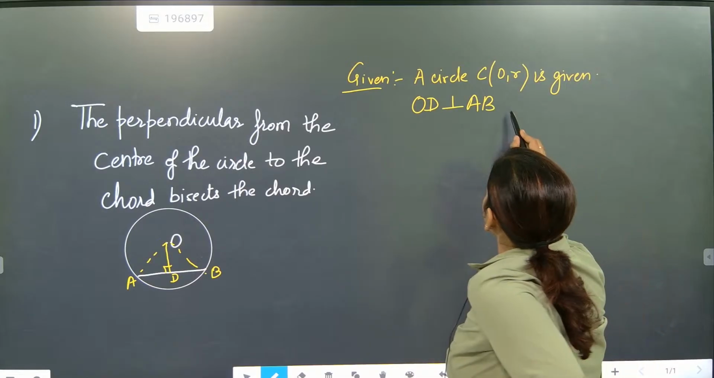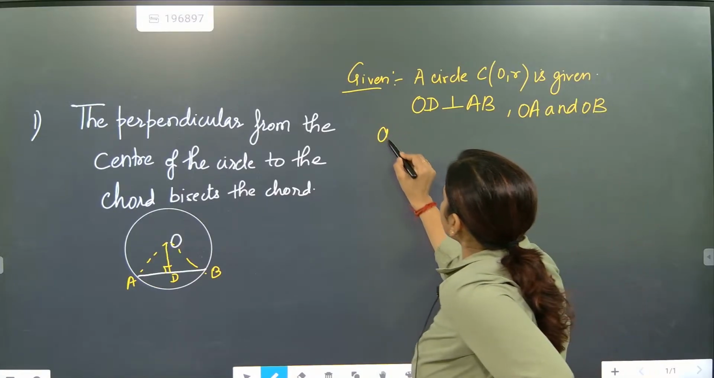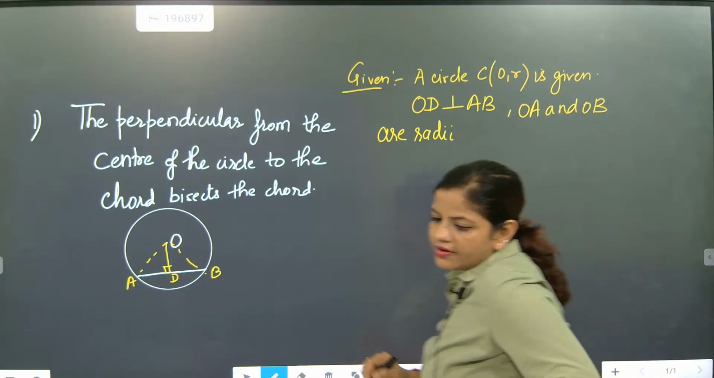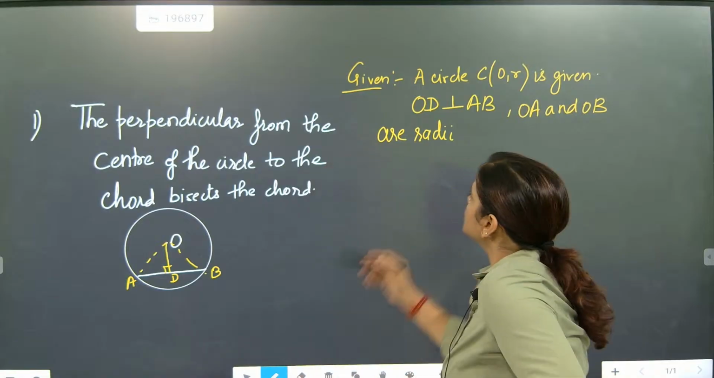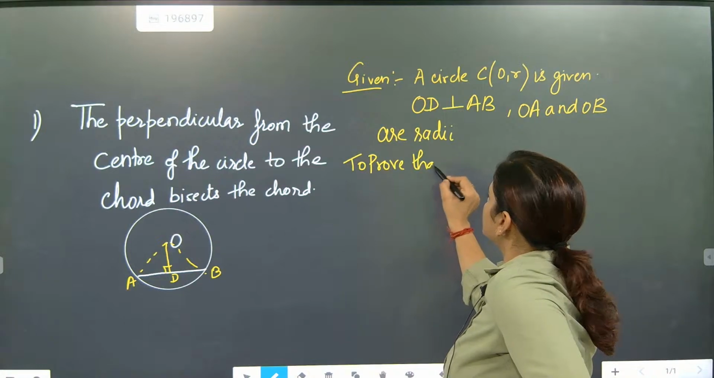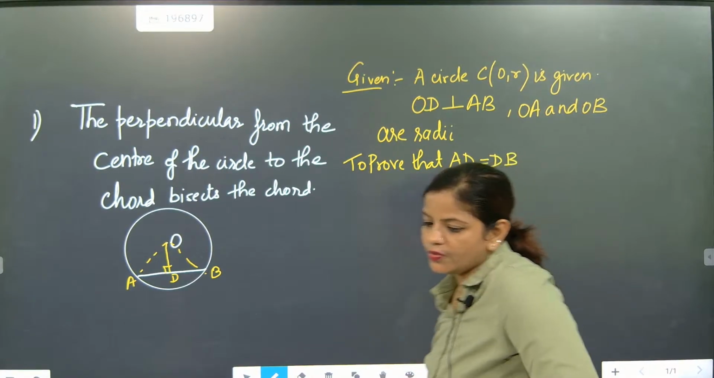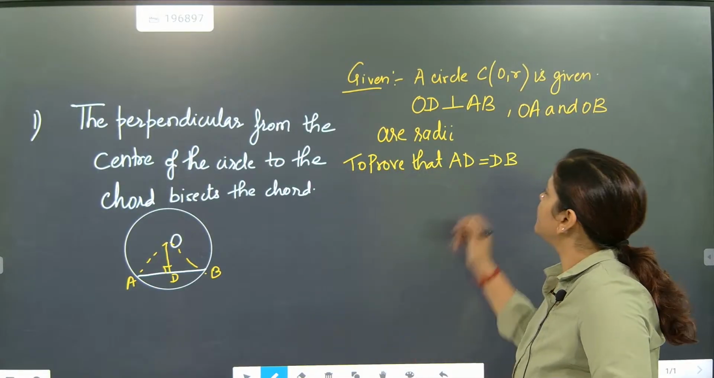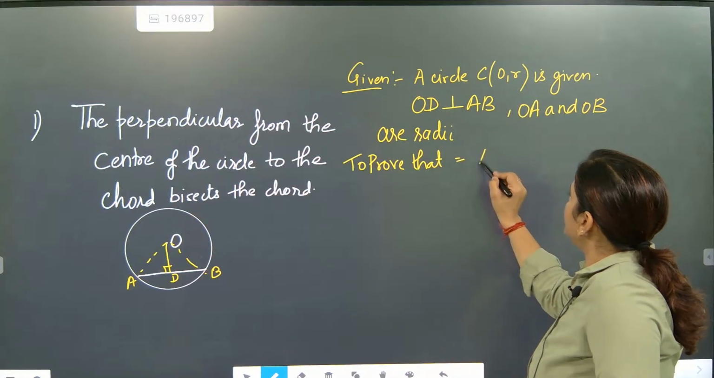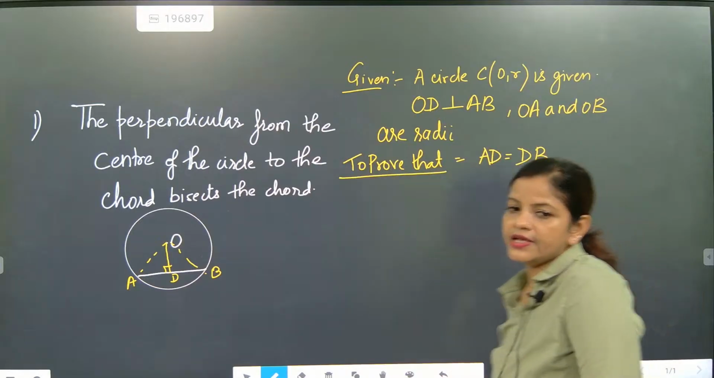This is also given. And OA and OB are radii of a circle. This is actually given. So now what we need to prove is that AD is equal to DB. This is what should be the proof. To prove that AD is equal to DB.